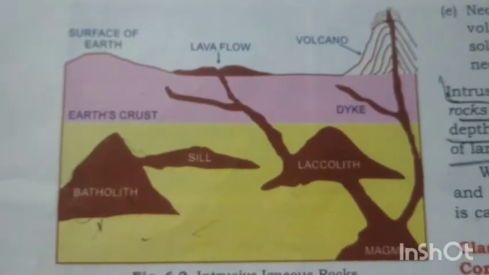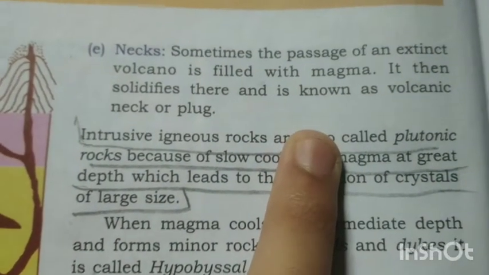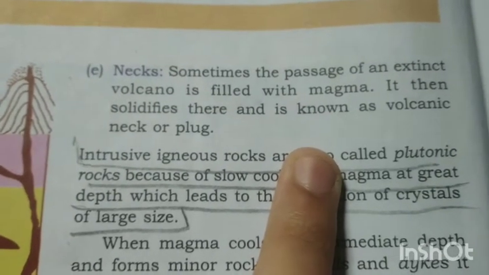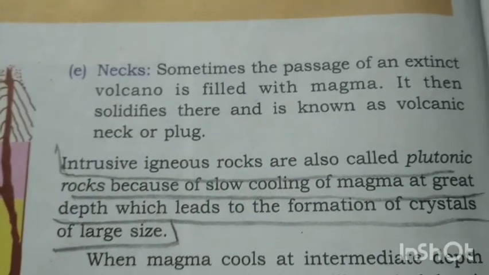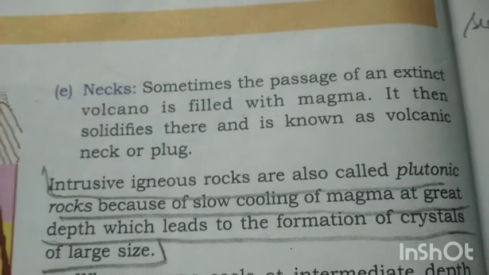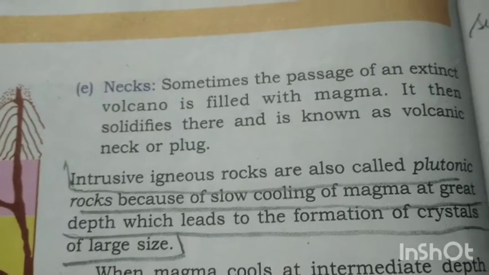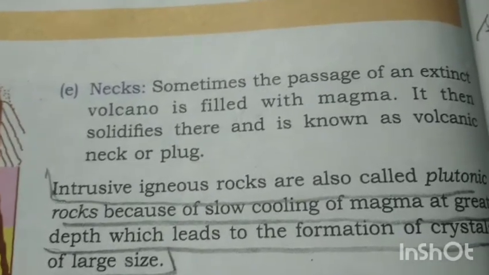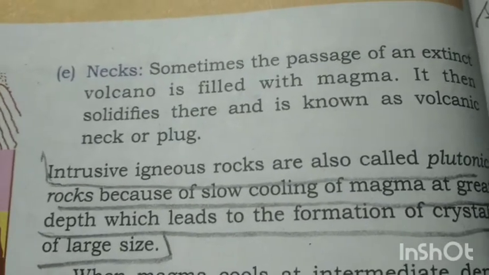Next is neck. Neck is not given here. So this is neck. Next, extinct volcano. You know about extinct volcanoes. Volcanoes that don't erupt, that are officially dead. Sometimes the passage of the extinct volcano, from where that volcano used to erupt, gets filled with magma and it solidifies, and it is known as a volcanic neck or plug.